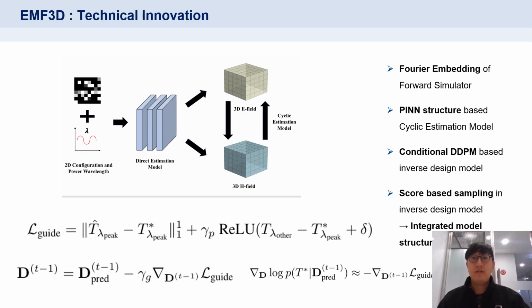Second is our score-guided sampling and inverse design model. Our score-guided sampling leverages a differentiable forward simulator to guide the sampling process of the DDIM. This architecture suggests an integrated version of the forward simulation model and inverse design model within a unified deep learning framework.